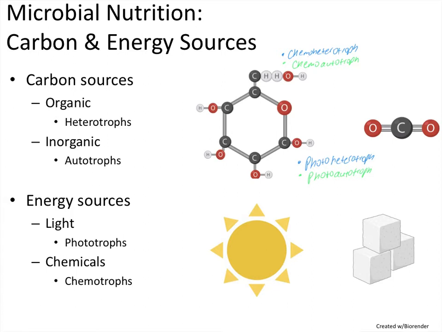Now, of course, not every single organism that is a chemoheterotroph will be infectious. It's just that out of the organisms that are infectious, the vast majority are going to be chemoheterotrophs because we provide the chemicals they need and we provide the type of carbon that they need.